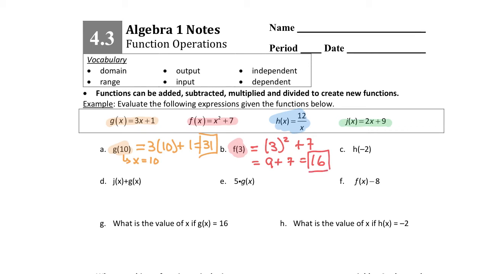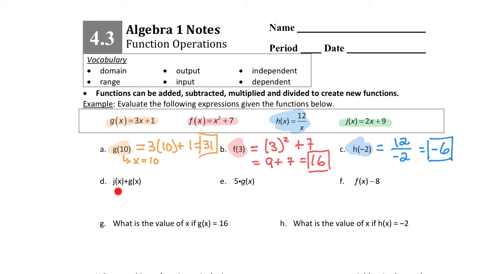For example C, we have h of negative 2, so I'm going to use my h function up here and replace this x with the negative 2. I'm going to give you a moment to try that on your own, and let's see what answer you get. Hopefully you set it up as 12 divided by negative 2, which of course is going to be negative 6.